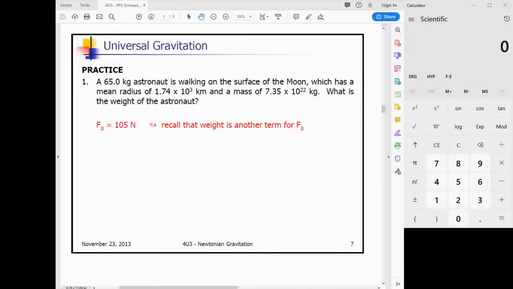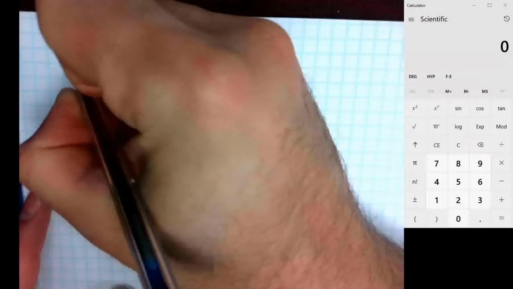This problem here says that we have a 65 kilogram astronaut who's walking on the surface of the moon. The moon has a radius of 1.74 times 10 to the 3 kilometers. The mass of the moon is 7.35 times 10 to the 22 kilograms. So what is the weight of the astronaut? In this case, we need to find out what the Fg is. Weight is equal to the force of gravity. So let's quickly look over here.